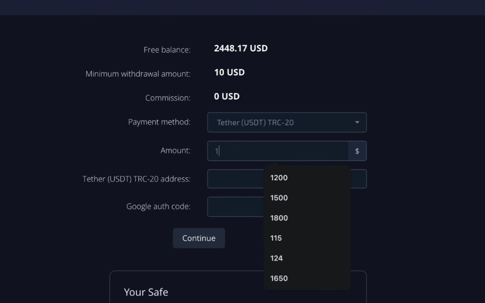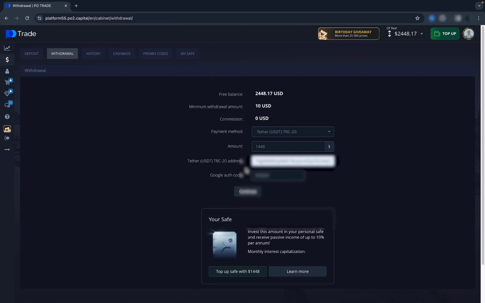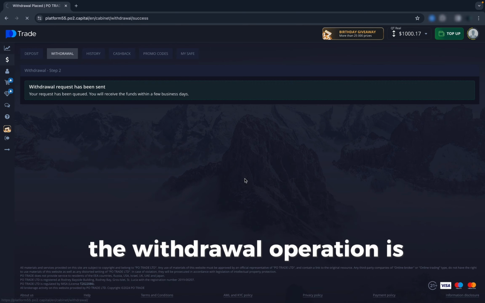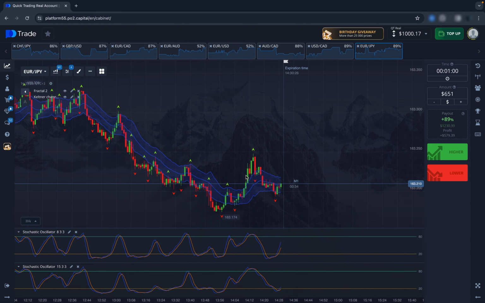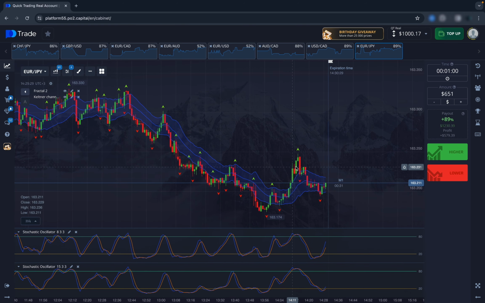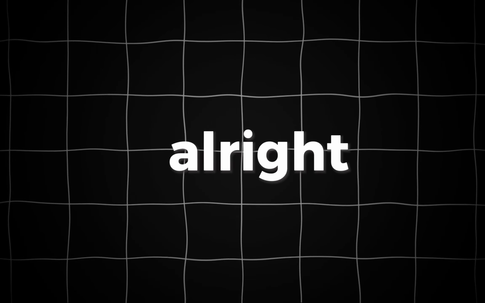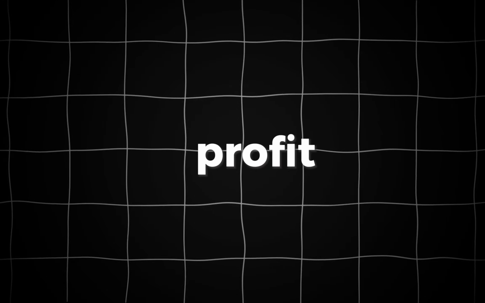Today's profit amounts to 1,448. The withdrawal operation is successfully completed. That's how today's trading session went using these indicators. Overall, it was simple and each entry was quite clear. I did have one loss, but that's all right. I still managed to secure a solid profit today.